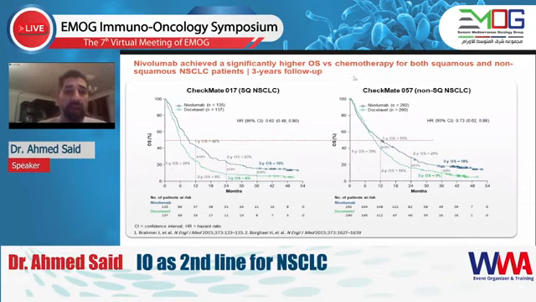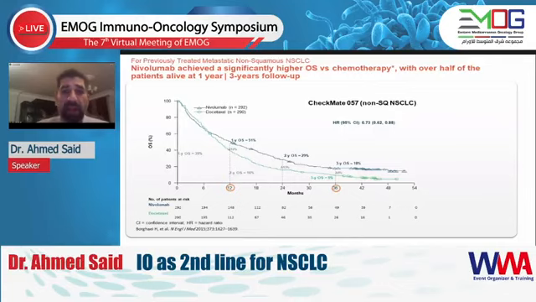3-year follow-up. We can see here on the left the CheckMate 017 for squamous non-small cell lung cancer, with improvement in overall survival against docetaxel. And here is the CheckMate 057 for the non-squamous histology, and nivolumab also induced an overall survival benefit versus docetaxel, with a good hazard ratio of 0.62 in the squamous and 0.73 in the non-squamous histology.